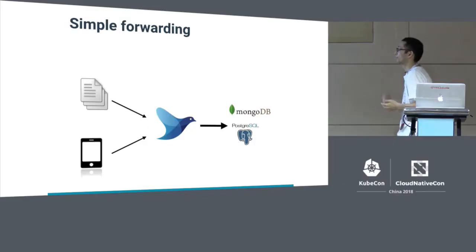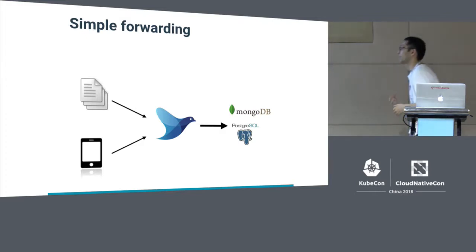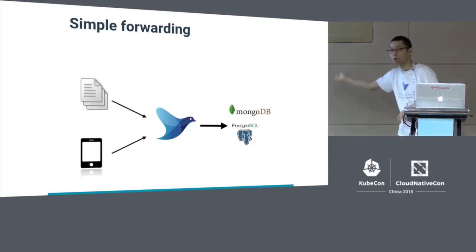Next, I will show several use cases for Fluentd with actual configuration examples. Okay, this is a simple forwarding example. In this case, Fluentd collects data from two data sources: one is a local file, and one is the application. The collected data is sent to MongoDB or an RDBMS.